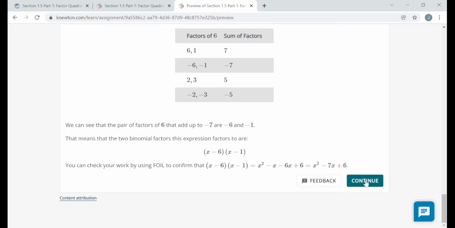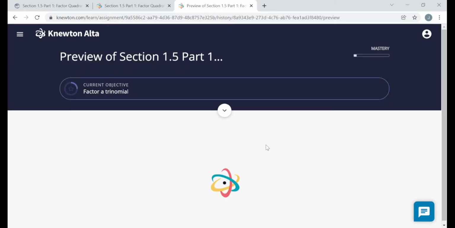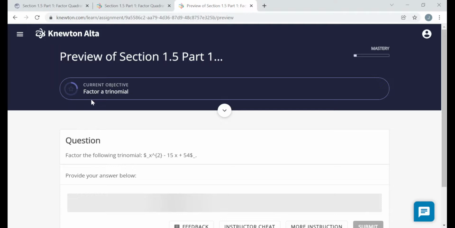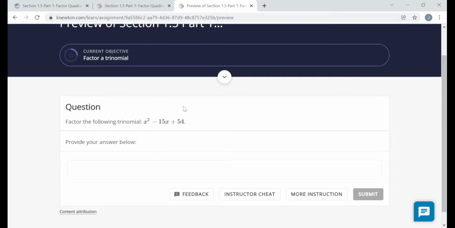All right, so let's continue now. And now you see I got one question correct in that objective, factor a trinomial. And here's another question with that same objective. And you see now the circle, how a quarter of it is filled up. So that looks like I'm a quarter of the way done. And let's try this one. All right, so I'm going to write this one out and do the same thing I did with the last example.